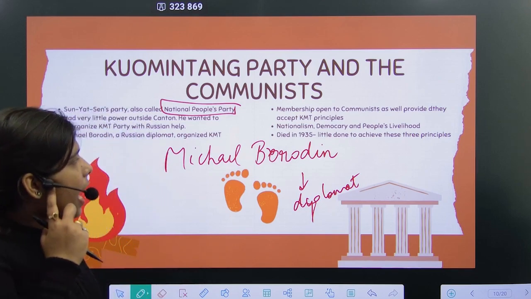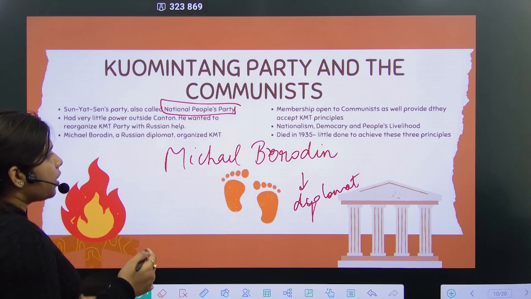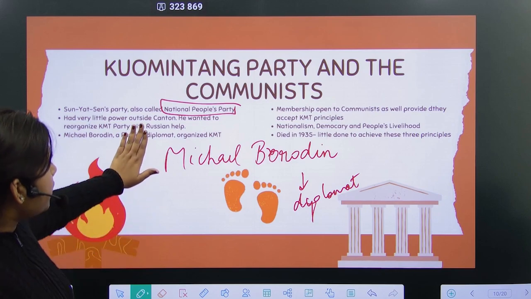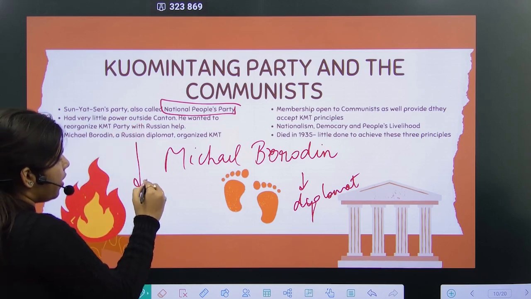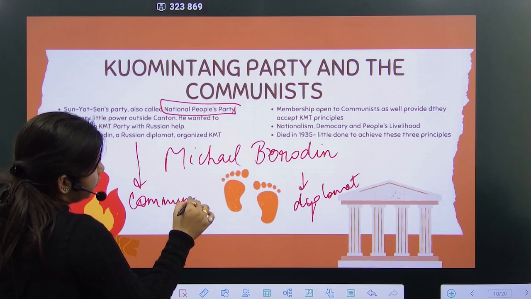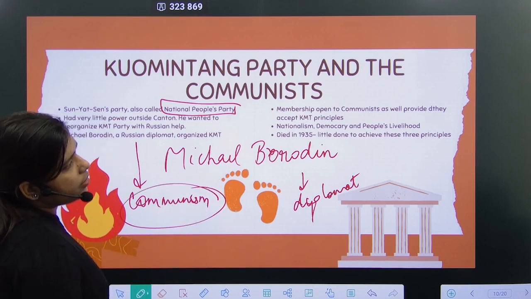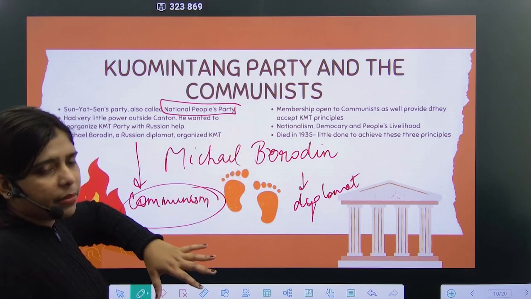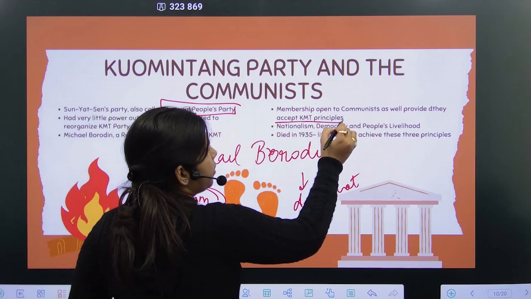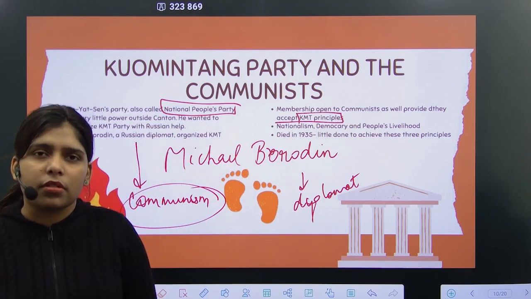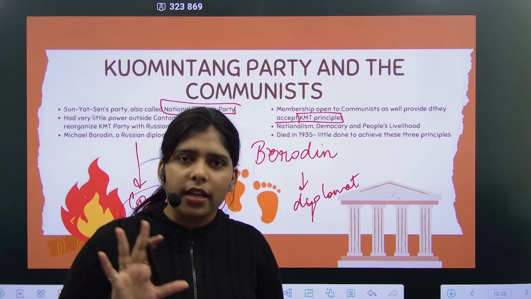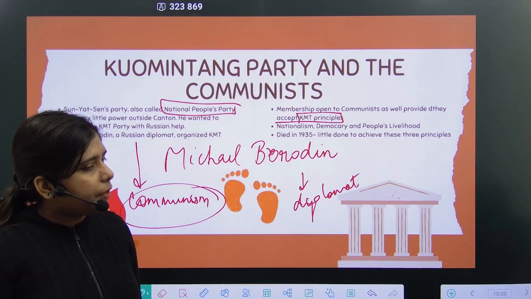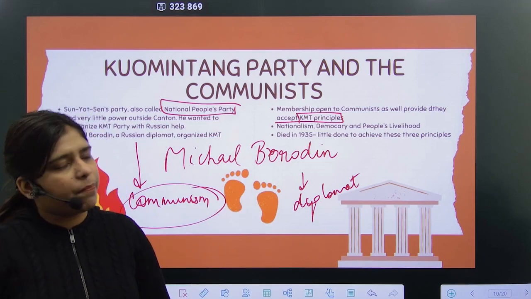What he also did, after his reorganization, was that membership was also opened to communists as well, because Russia had communism. But the only condition was that if you enter the KMT party, you have to stick to KMT principles. You have to abide by them. If you want to jump into our party, abide by it, else you can stay out of it. That was the condition laid on the entry of communists into the KMT party.